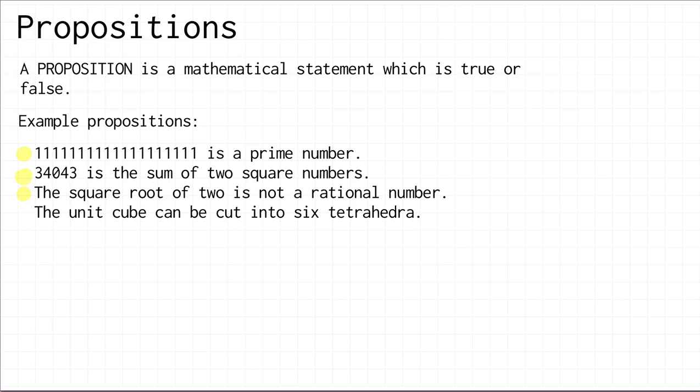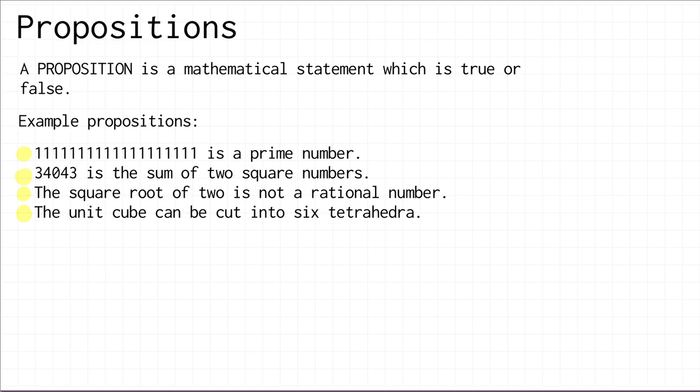Next, the square root of 2 is not a rational number. Again, it's either true or it's false. This one's true. And finally, just to make the point that I'm not just thinking about numbers here, we're talking about any mathematical statement. So the unit cube can be cut into 6 tetrahedra. That's a true or false statement.